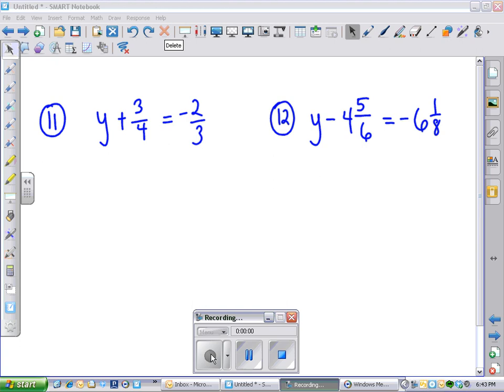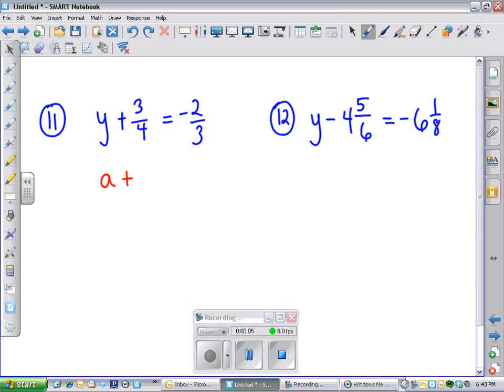Okay, for these two problems, you might even think back to when we used to have these nice one-step equations. What we would do is the opposite of what we were given. So if they were adding 6, you subtracted 6 on both sides. That's the property of opposites, or zero pairs, and you end up with A equals -1. 5 subtract 6 is -1. That's the same idea here.